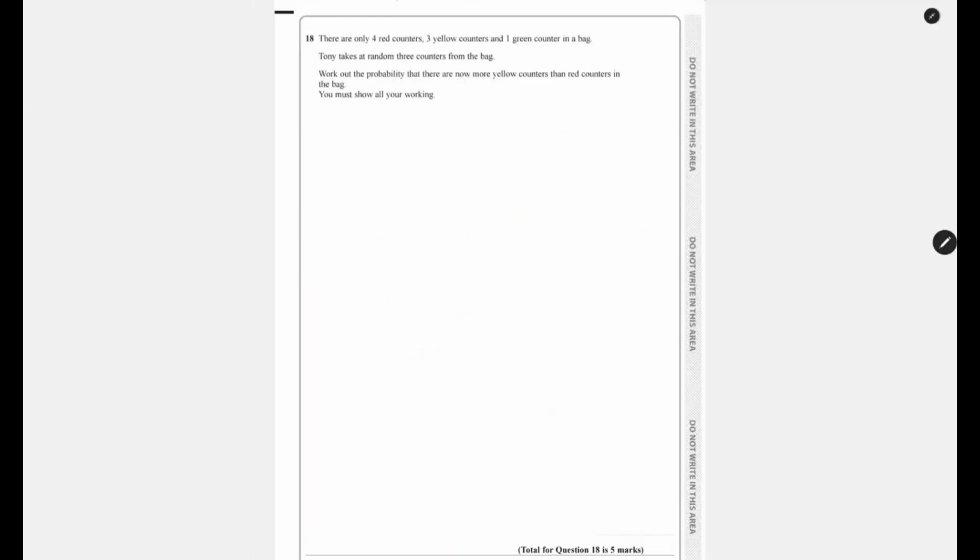Question 18 says there are only 4 red counters, 3 yellow counters and 1 green counter in a bag. Tony takes at random 3 counters from the bag. Work out the probability that there are now more yellow counters than red counters in the bag. You must show all your working.